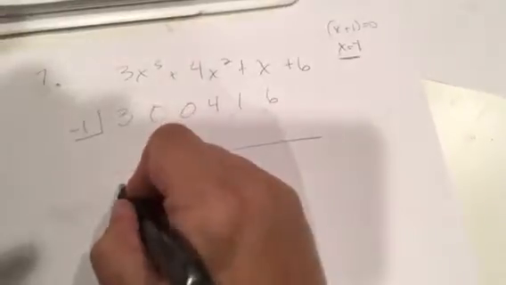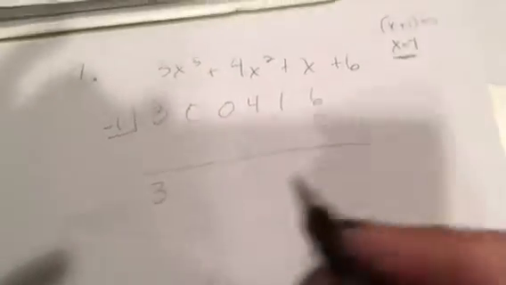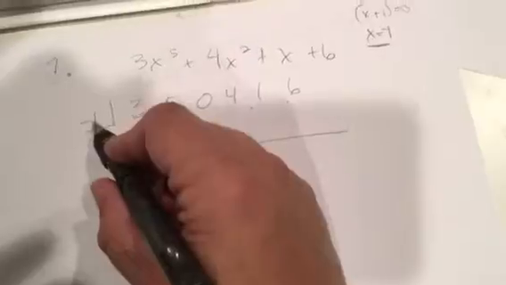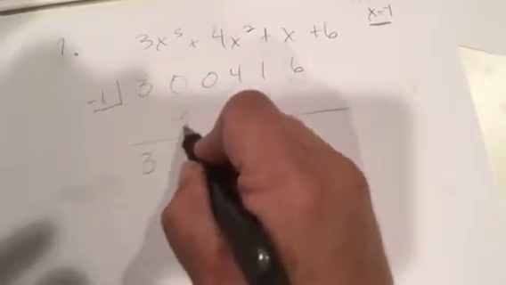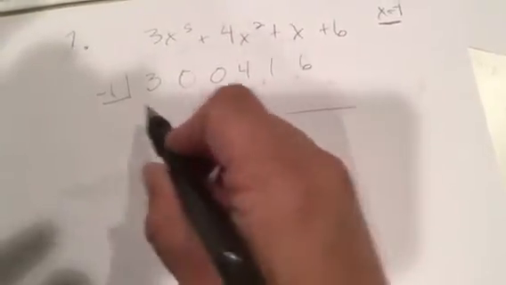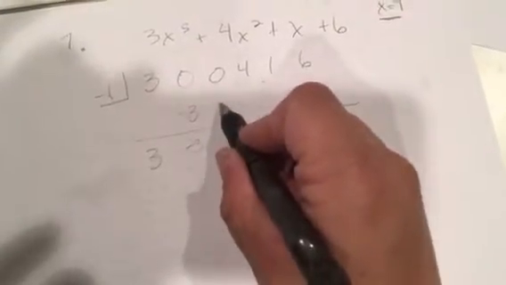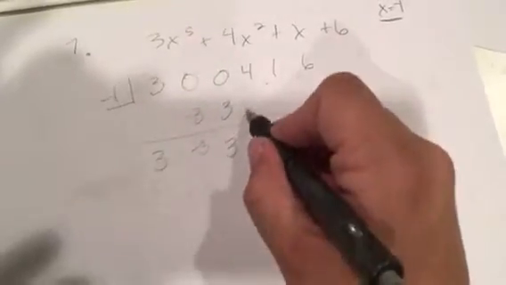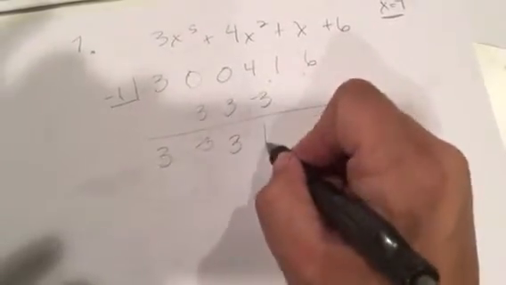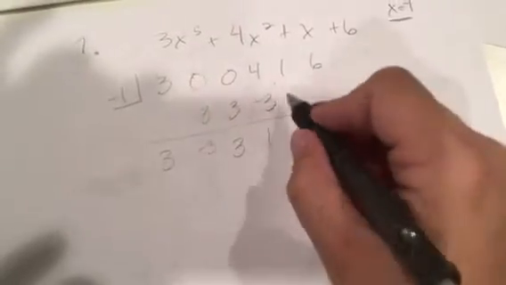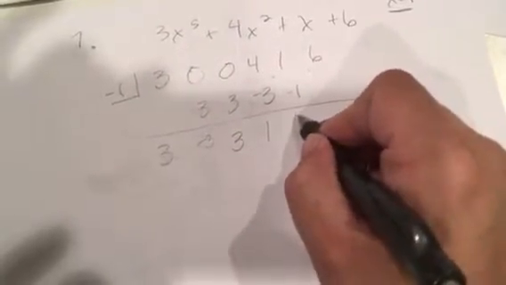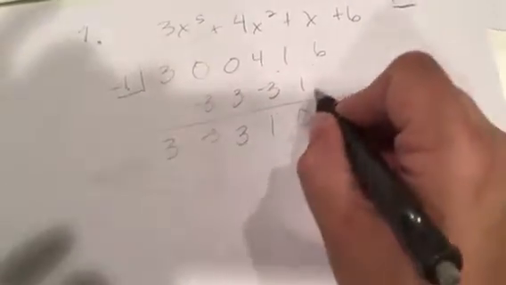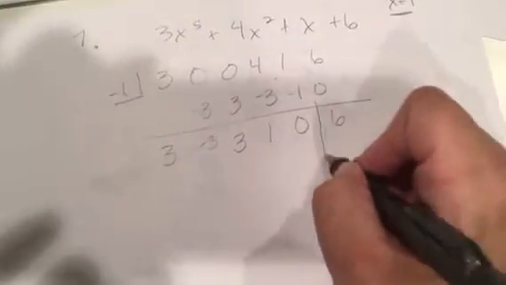First thing I do is bring down the 3. Then you're going to multiply and add. Multiply and add, over and over again. So -1 times 3 is -3. Add: -3. -1 times -3 is 3. Add: 3. -1 times 3 is -3. Add: 1. -1 times -1 is -1. Add that, I get 0. -1 times 0 is 0. Add that, I get 6.